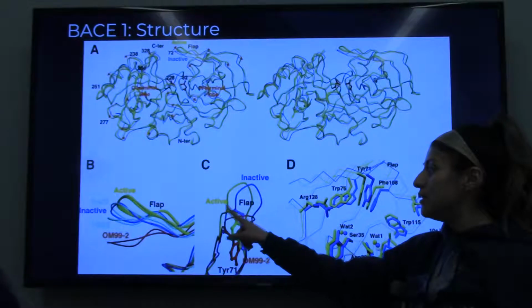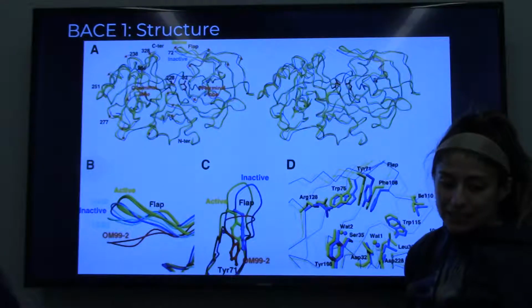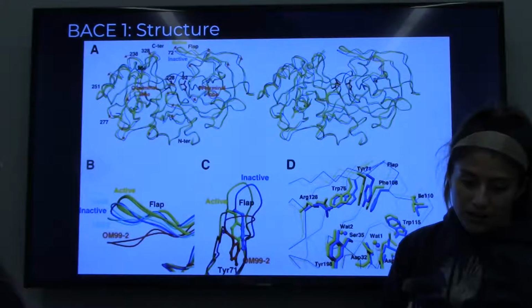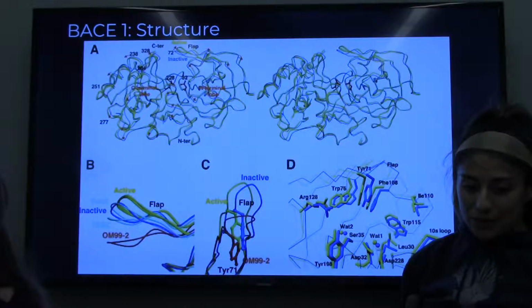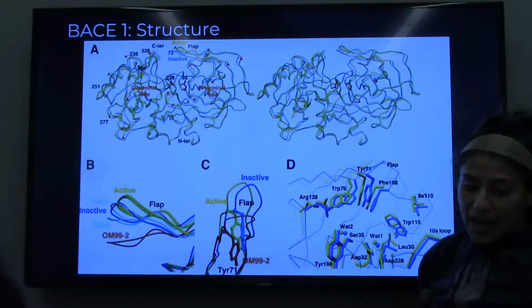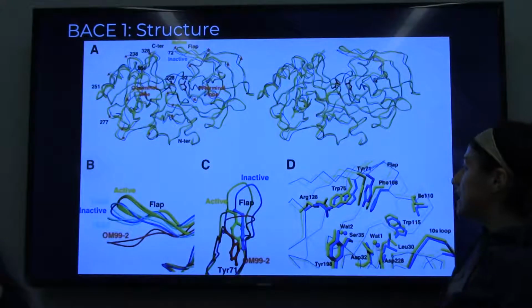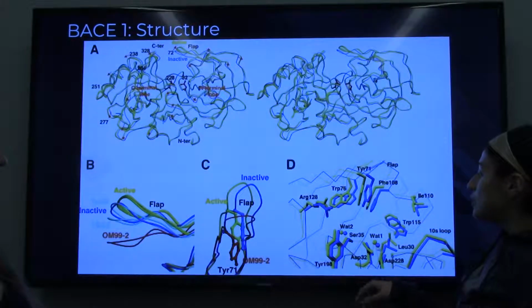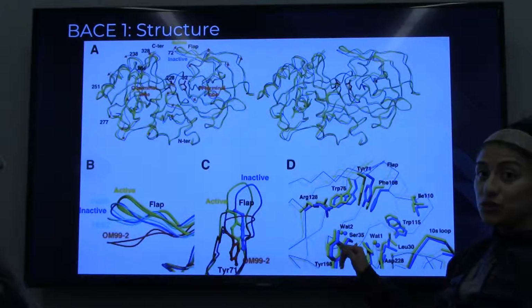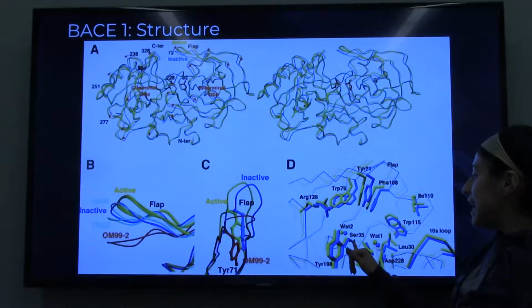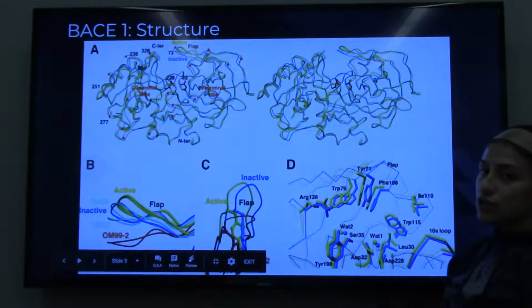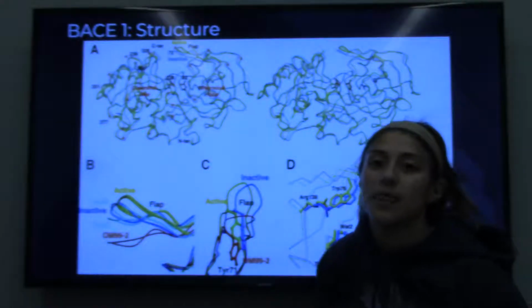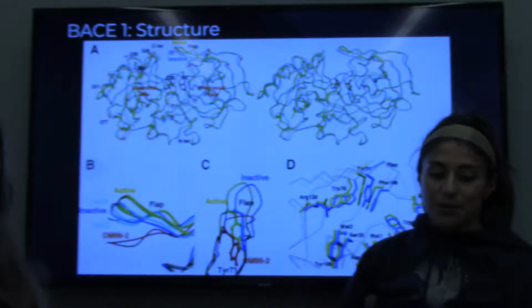This would be the flap, and then it goes from active to inactive. And then the difference in location in the vicinity of the active site, cleft and flap between the active structure, which is yellow, and the inactive structure, which is blue, is seen in picture D. You can also see the hydrogen bonding, probably not too well right now, through these dashed lines right here, for example, between serine 35 and aspartic acid 32, to show how strong the bonding of the enzyme is.